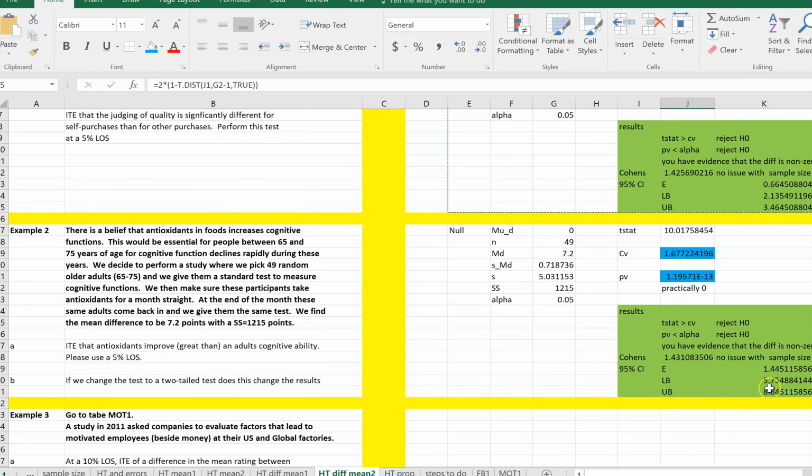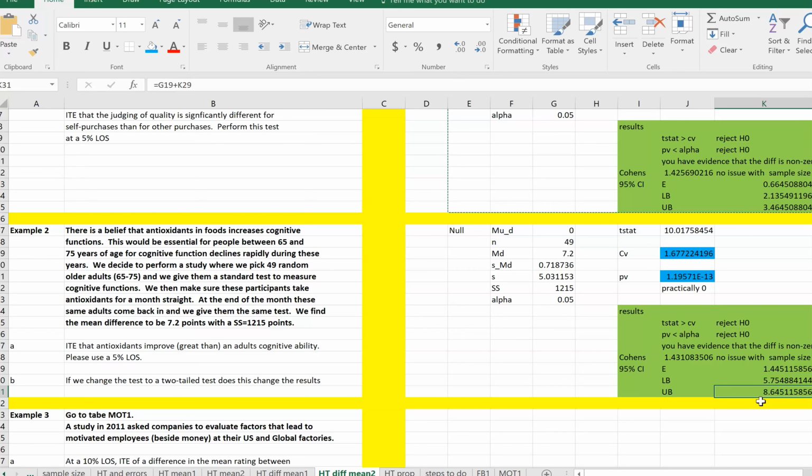Notice the difference. So I know there's clearly at least a 5-point difference on the cognitive scale, up to potentially an 8-point difference on the cognitive scale. Wow, great results here for this antioxidant test.